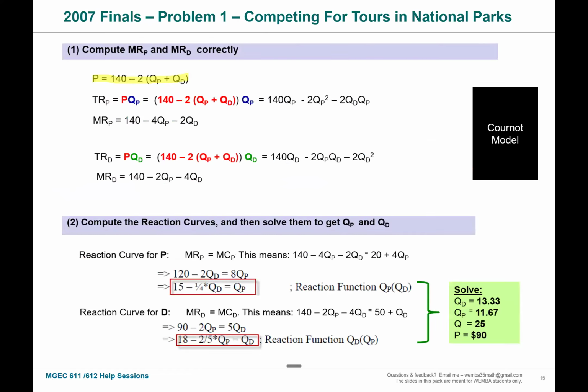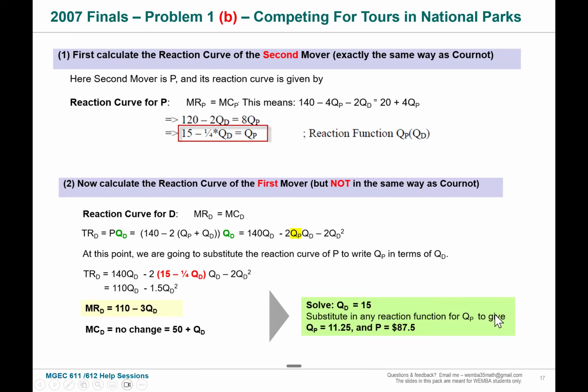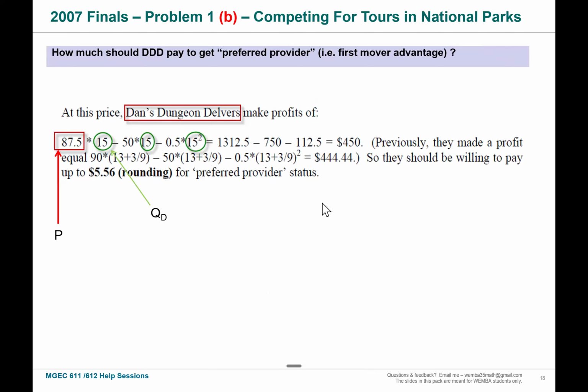Now this is clearly different than what we had before, 13.33 and 11.67. So you do see there's a first mover advantage. From here, you can compute the price. That's 87.5. So how much should you be willing to pay? You compute the profit for the D firm in Stackelberg and subtract the profit of the D firm under Cournot, and that's what you'd be willing to pay. At this price, the profit is 450. Previously, they made a profit of 444.44. So they should be willing to pay up to $5.56.